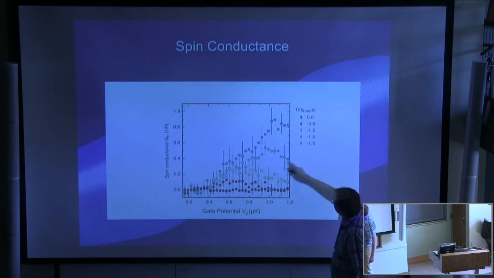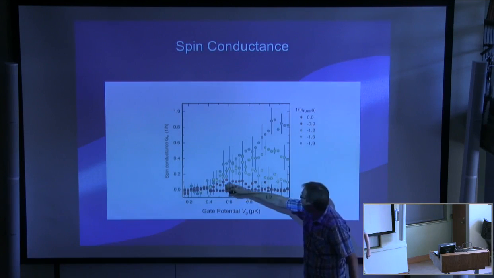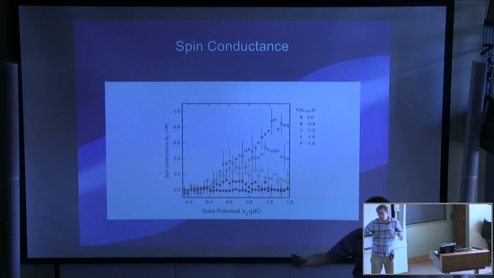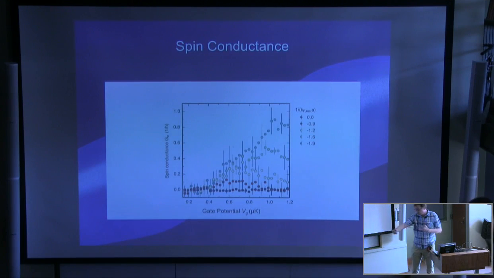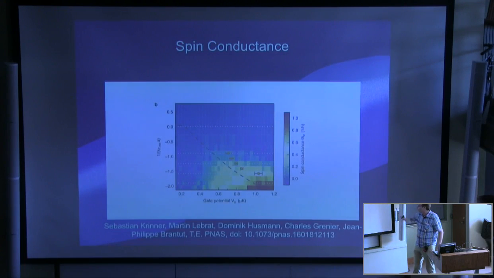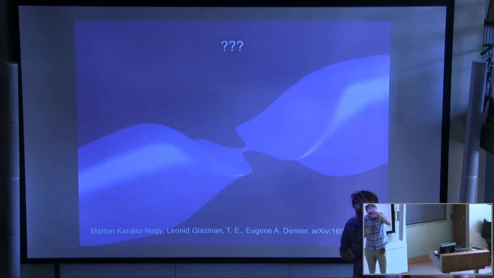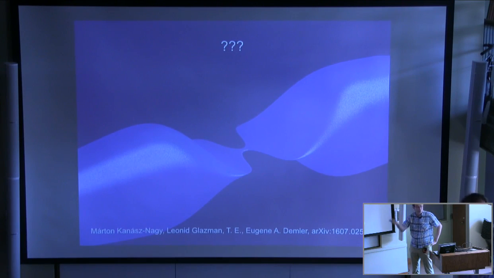Yet for stronger interactions, this spin conductance is suppressed, which you would expect if you have pairs. So you will not be able to bring the pair through a single particle through this middle region. And you can also make a map. However, I think the question that we had is how can it be that you have a conductance larger than 1 over h?